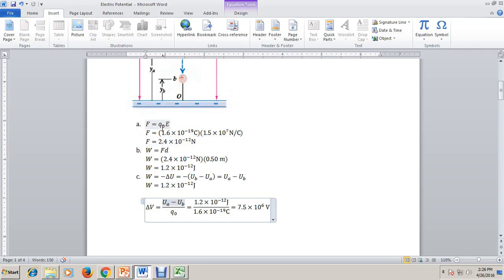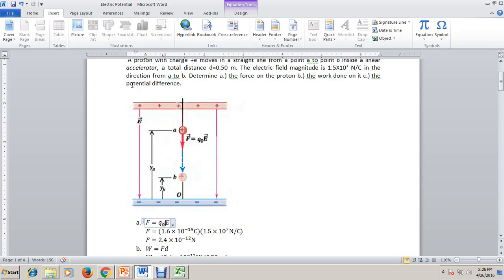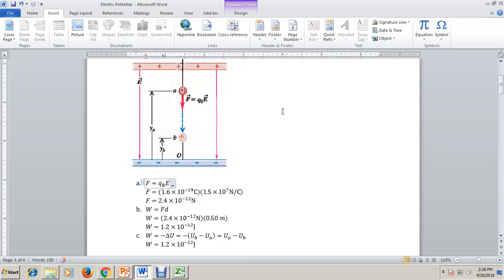So again, let me repeat that. The electric field is a measure of force per unit test charge. Our potential is the amount of potential energy per unit test charge. Force over test charge, energy over test charge. Knowing this definition, we can now solve for what is being asked in letter C, the potential difference.